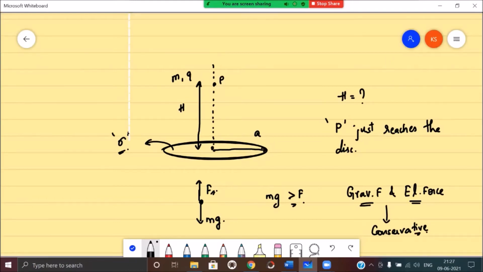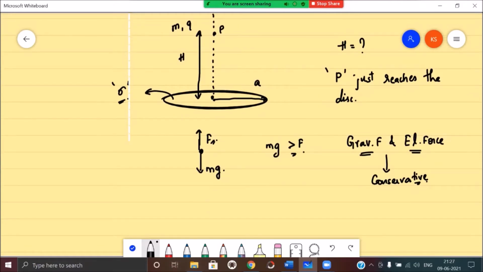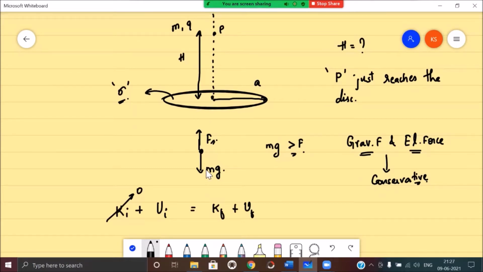So our statement now would become: the initial kinetic energy plus the initial potential energy of this particle is equal to final kinetic energy plus final potential energy, right? And the initial kinetic energy of this particle is zero. And again, we want this particle to just reach the disk. So basically we want it to just touch the disk and then go back. So its final kinetic energy would also be equal to zero. So we want its initial potential energy to be equal to final potential energy, right?